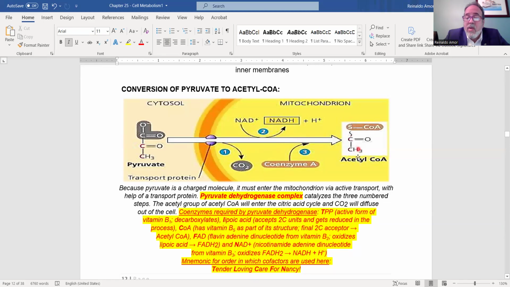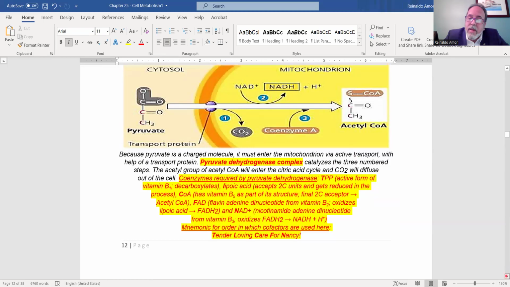But notice that we're getting acetyl-CoA. Okay, 1 pyruvate, 1 acetyl-CoA. But remember, we have 2 pyruvates. So we're going to get 2 acetyl-CoAs. Now, acetyl-CoA is a 2-carbon molecule. Look at that, 2-carbon molecule. Glucose is a 6-carbon molecule. Pyruvate is a 3-carbon molecule. And now we're getting a 2-carbon molecule. You've got to be observant of what's happening here. All right, now let's move on.